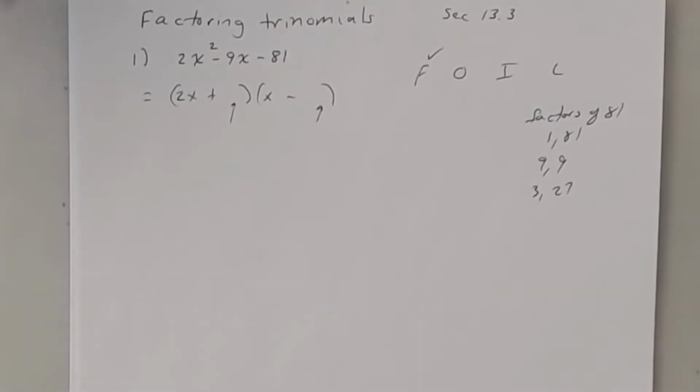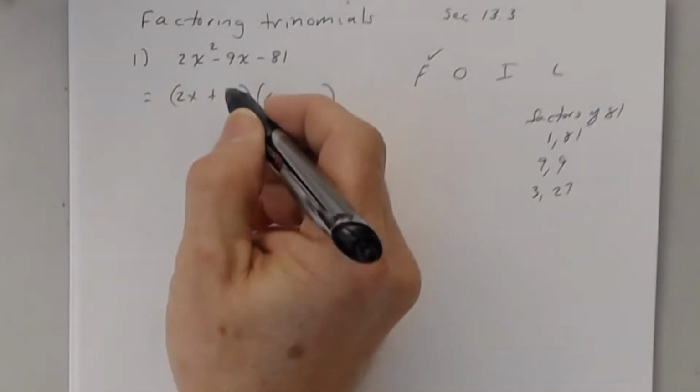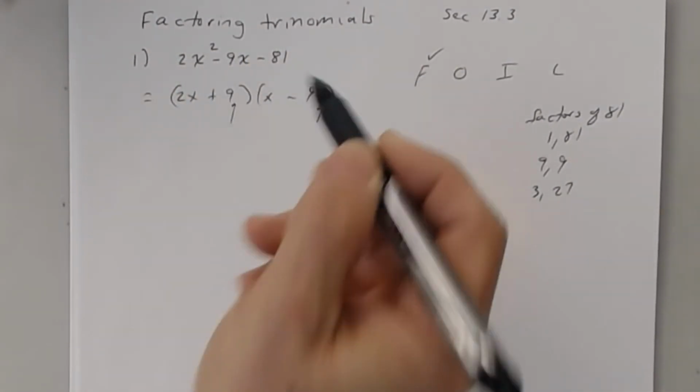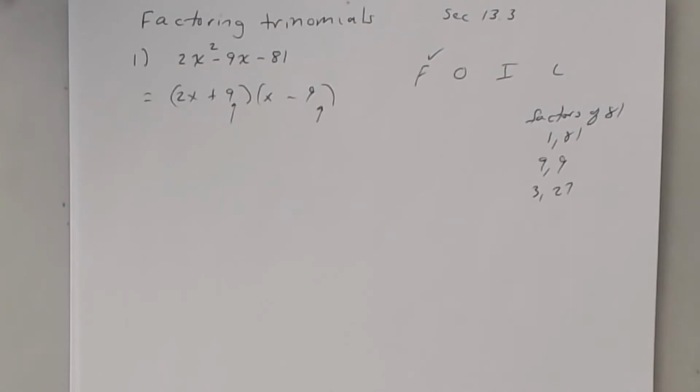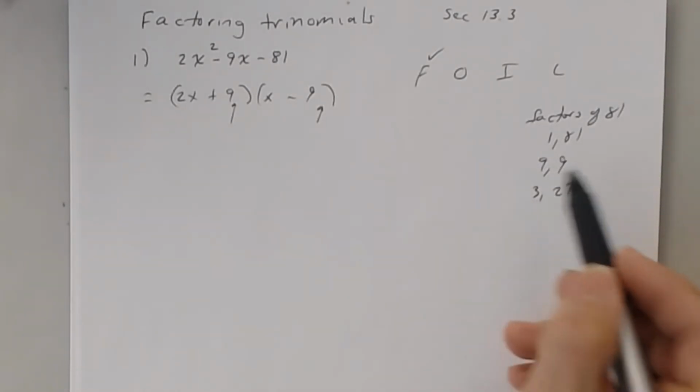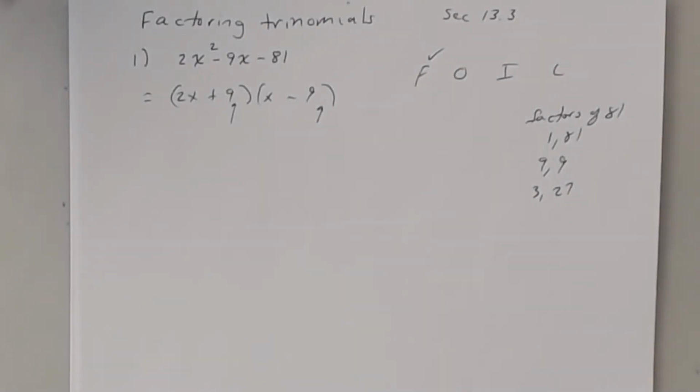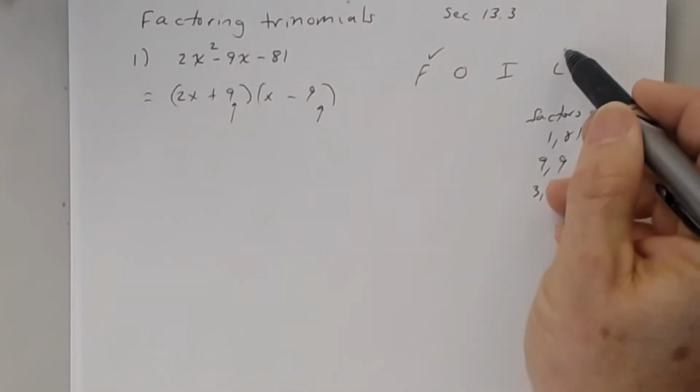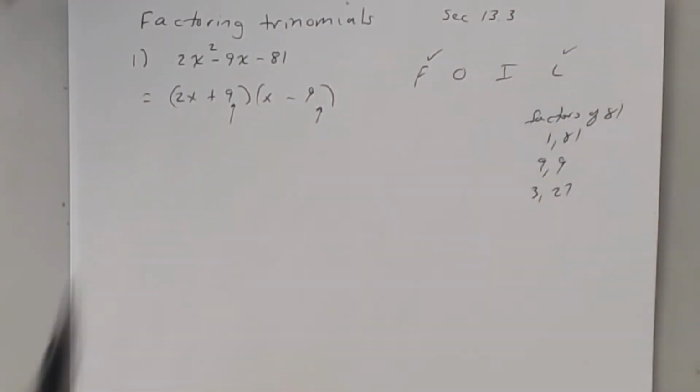Now, since 9 and 9 are the same numbers, it really doesn't matter where you put each one because the last terms are opposites. They're the same in terms of using 9 and 9. Now, before you go on, you got to check this. Because what part of FOIL have I not checked? The outer and the inner. And the outer and inner better give me which part of this trinomial that I haven't checked yet. The middle. Negative 9x.